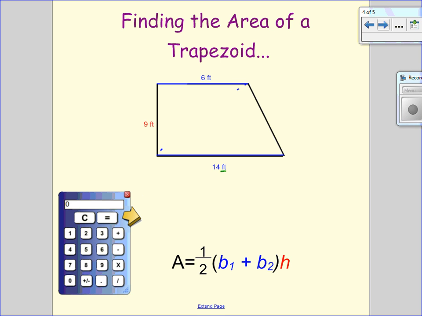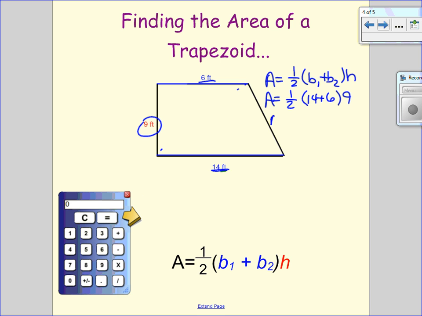So let's plug it in. Area equals 1/2 base 1 plus base 2. Remember, you need to put the formula down first, even though it's a pain. Then plug in for the numbers. Area equals 1/2. Base 1 is 14. Base 2 is 6. It doesn't matter if you say base 1 is 6 and base 2 is 14. That's not a big deal. Times the height, which is 9 feet for us, times 9.